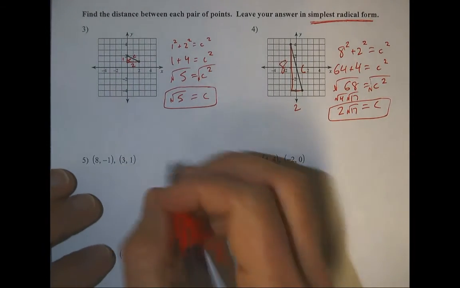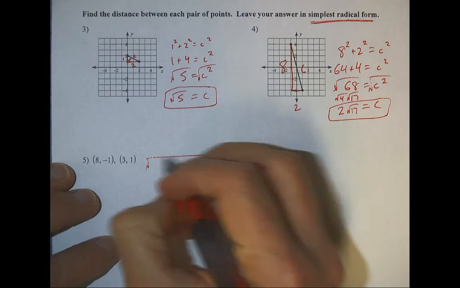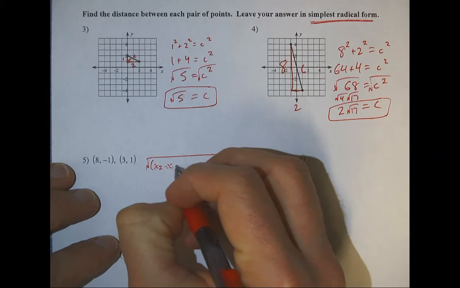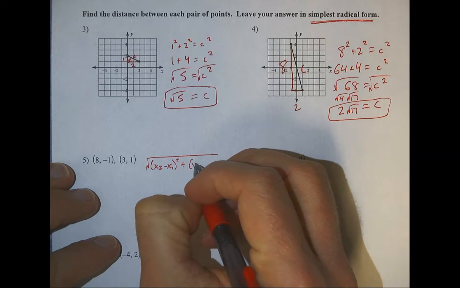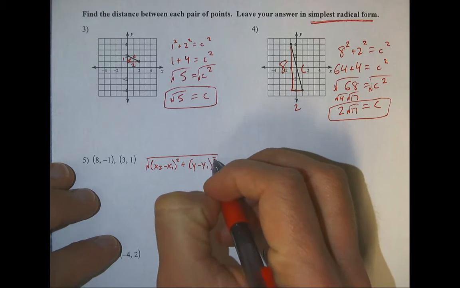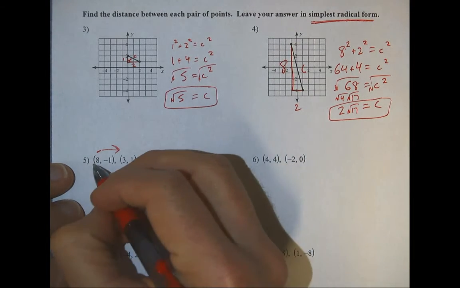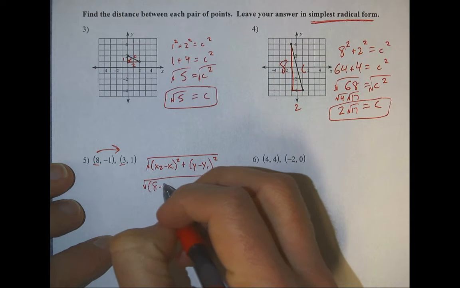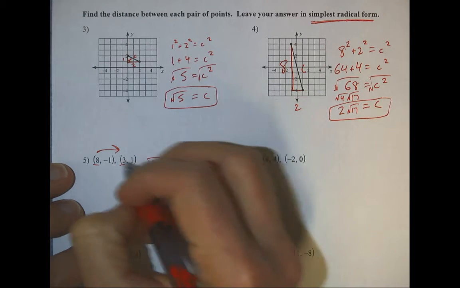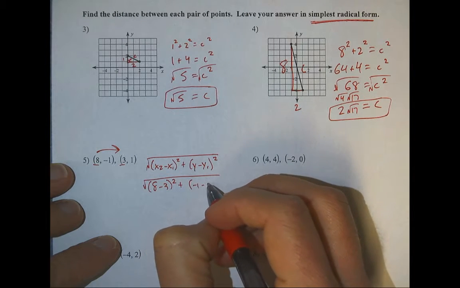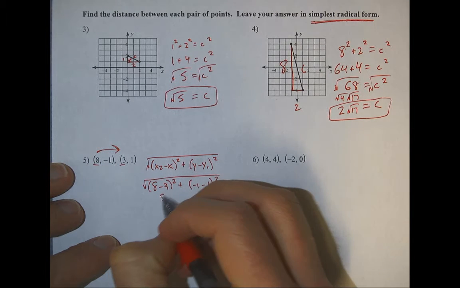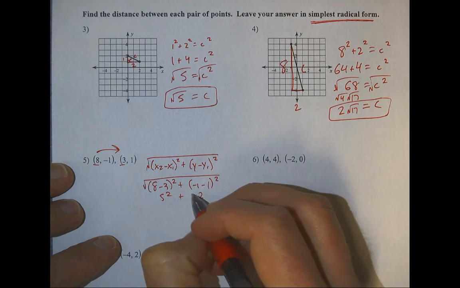All right, distance formula. Square root, subtract your x's, squared, subtract your y's, squared. All right, I'm going to go this direction. So x's are 8 and 3. And my y's, negative 1 minus 1. So that's 5 squared. That's negative 2 squared.